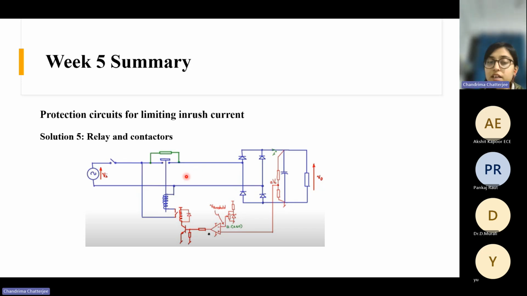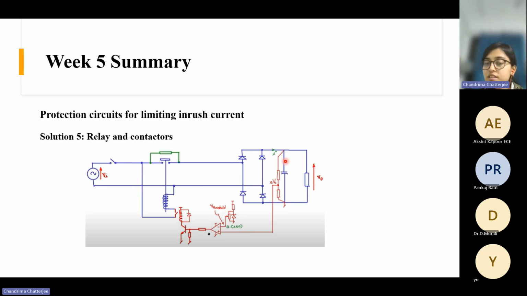How can we ensure that after some time this contactor will be closed, not initially? That's why we have connected all this circuitry. All this is just to make sure that this contactor is pulled after some time, when the initial phase is over. Initially there is no voltage across the capacitor. That's when we want to restrict the current. So at that time the contactor is open, current flows through this path and it is limited.